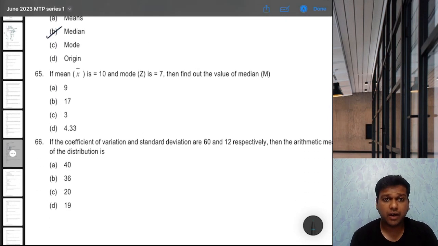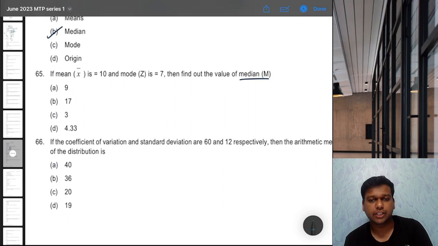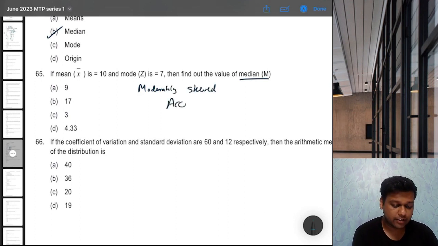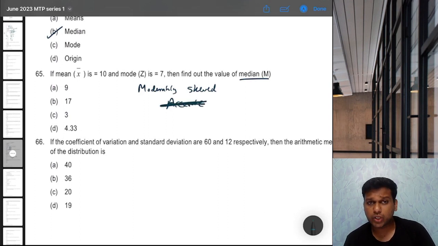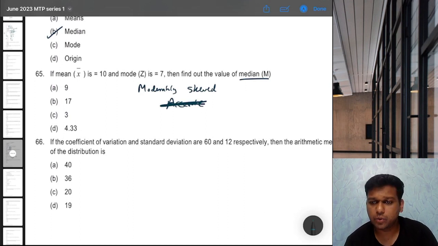If mean x bar is 10 and mode, let's say they are saying z is 7, then find the value of median. So it seems like they want us to use the empirical relationship. But the empirical relationship is useful only for a moderately skewed distribution, and that does not give us an accurate answer. Obviously that will not be accurate. That is just an approximation. But fine, they have said it, so that is the only way to find the value of median.